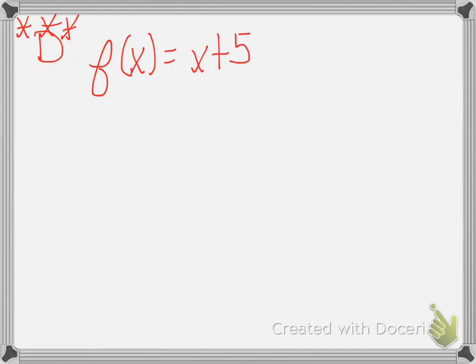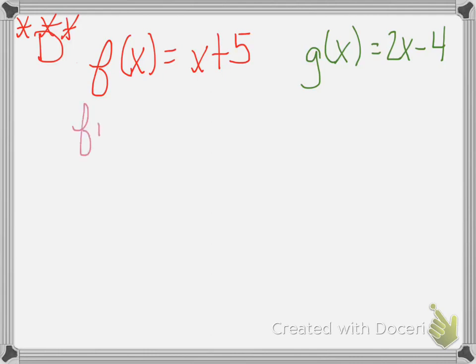So we're going to move over to a 3 star. So this is D. This is going to be our 3 star. And I'm going to give you 2 rules on this problem. So our first one is f of x, and our rule is going to be x plus 5. And our second rule is going to be g of x, and that rule is going to be 2x minus 4.